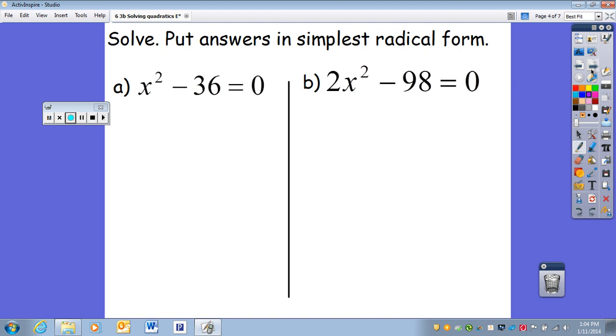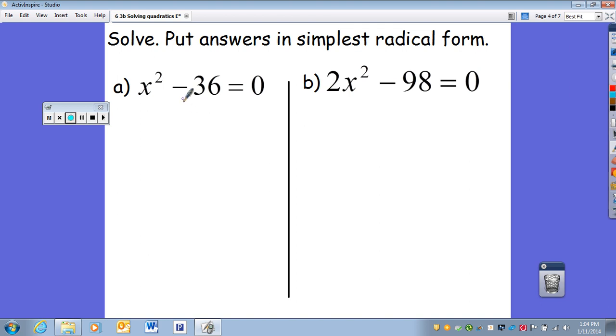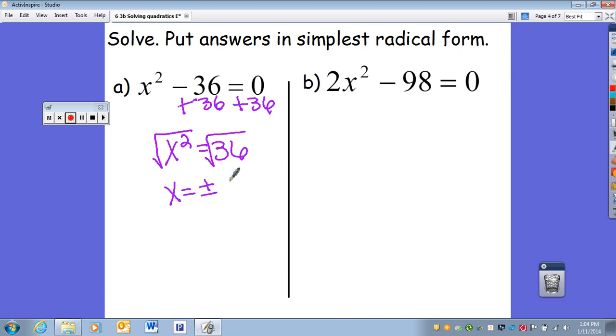We have x squared minus 36 equals 0. So we want to get the x squared by itself. The first thing we're going to do is to add 36 to both sides. So we have x squared is equal to 36. And since we have the x squared alone, now we will do the opposite operation, which is to take the square root of both sides. So we have x is equal to plus or minus, don't forget that, and the square root of 36 is 6.